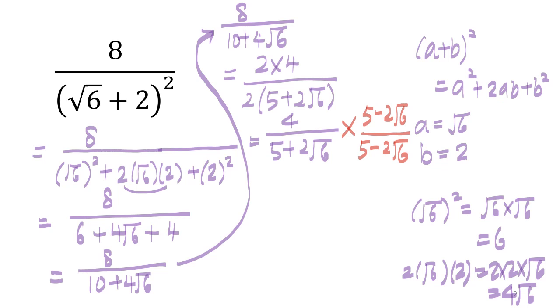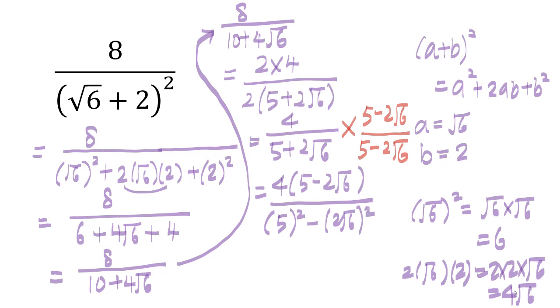Alright, and that will become 4 bracket 5 minus 2 square root 6 close bracket. In the denominator, what you get will be a squared minus b squared. So that would be 5 squared minus bracket 2 square root 6 close bracket squared. Do not confuse it with the earlier one that we have done. So maybe I erase this off so that you won't be confused.